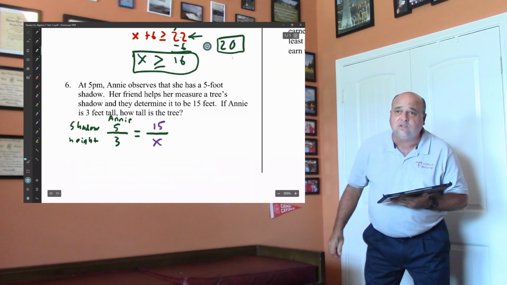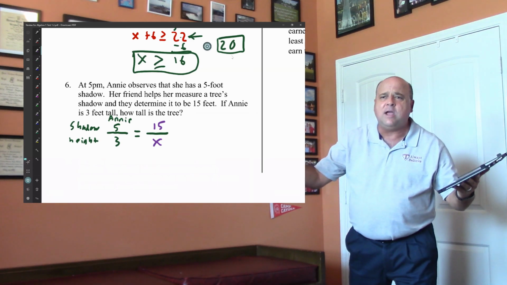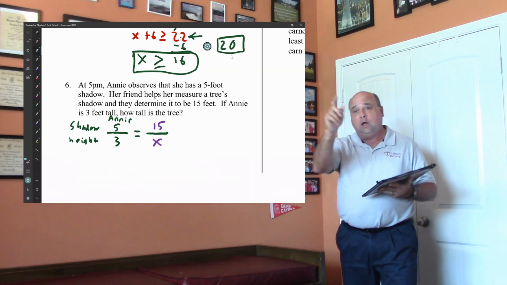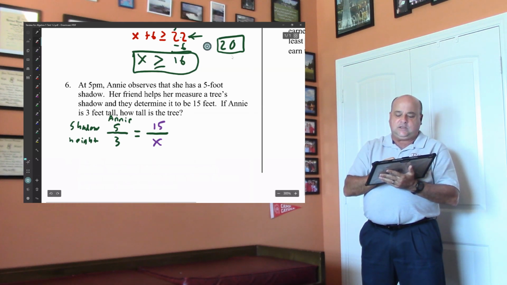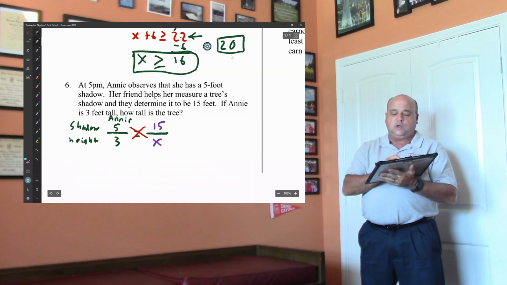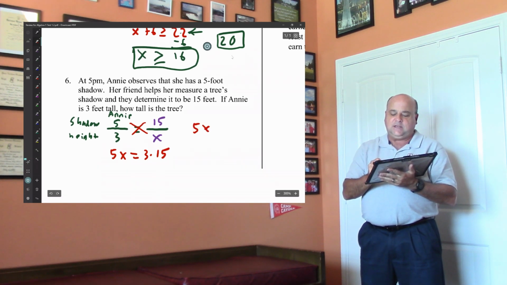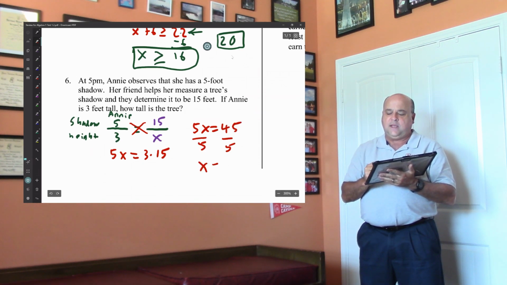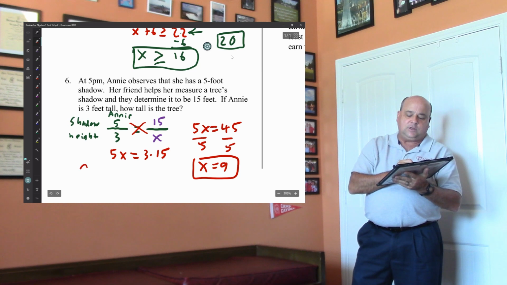And remember, do not use the bat and the ball. It won't work when you have algebraic expressions in the proportion. So let's go on. We're going to show the cross products. Okay? So let's put an x over the equal sign and we're going to cross product. So we're going to multiply the 5 times the x and get 5x. And we're going to do 3 times 15. So I'm going to get 5x equals 3 times 15 is 45. I'm going to divide by 5, and I'm going to end up with x equals 9. So that tree is 9 foot tall.